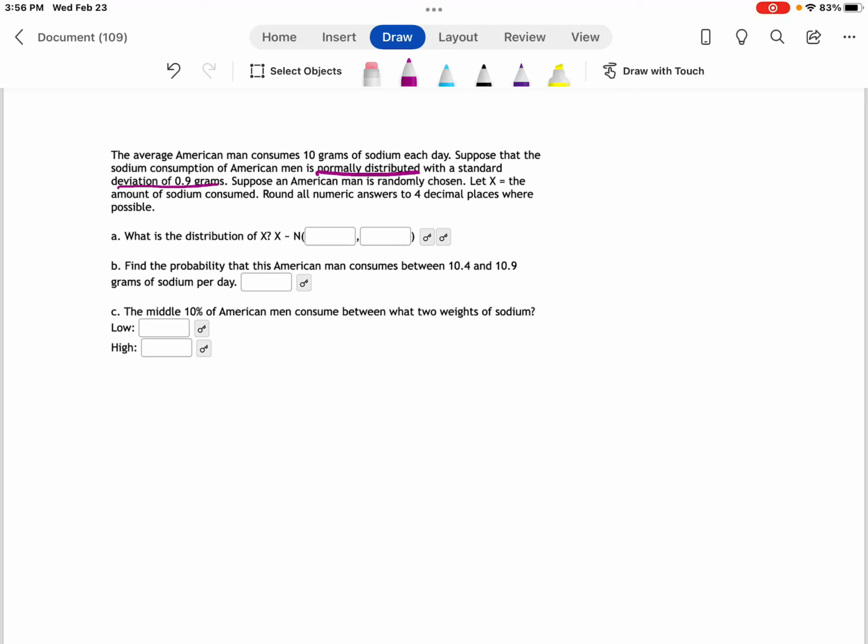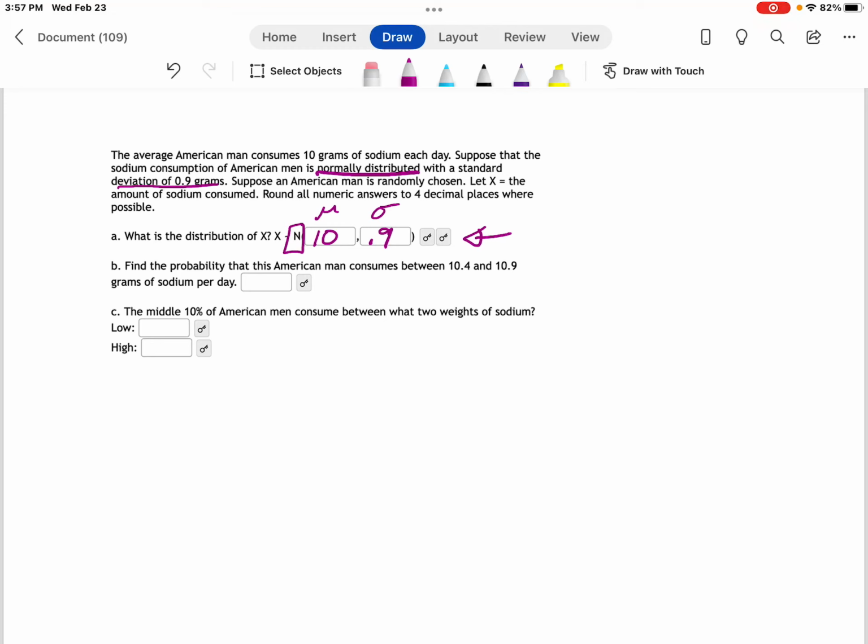So part A says, what is the distribution of X? We know that it's normal, which is why we have the N here, because that was given to us in the problem. Now, in our notation for normal distribution, we have to put the mean and the standard deviation, which was given to us in the problem. We have 10 grams was the average, and we have 0.9 grams as the standard deviation. So that's just setting up our notation.